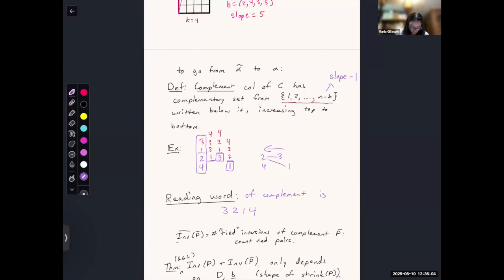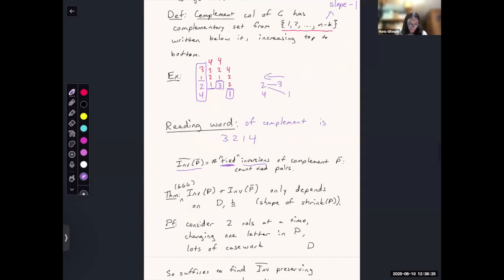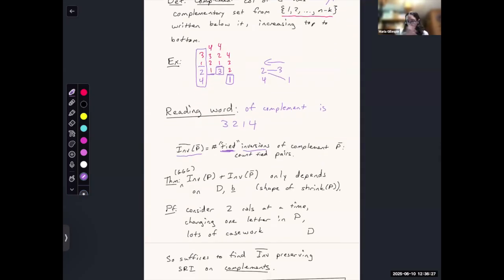But also, the complementary inv of P counts the number of inversions in the same way, the number of diagonal inversions, but you're allowed tied inversions. So if this 2 was a 1, for instance, that still would have been an inversion. So the 1 tied with a 1 would be the same as if it was a 2. And we also have complement reading words, and we're going to act on this somehow.